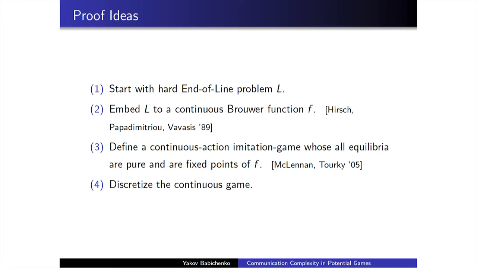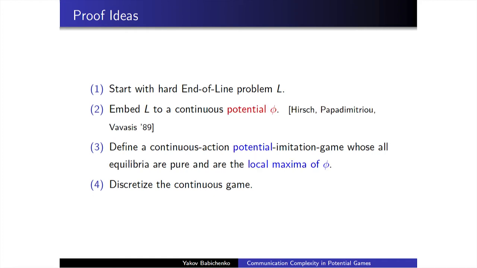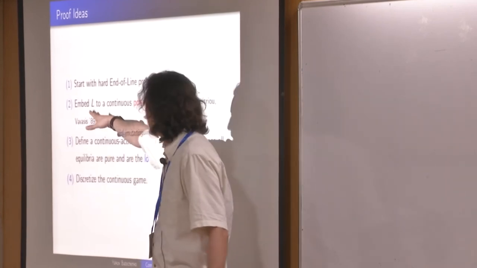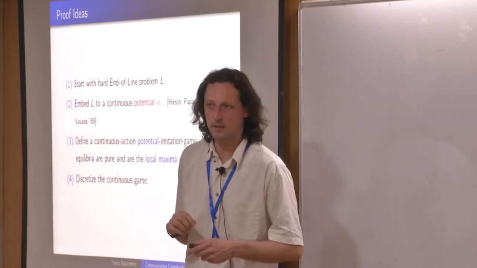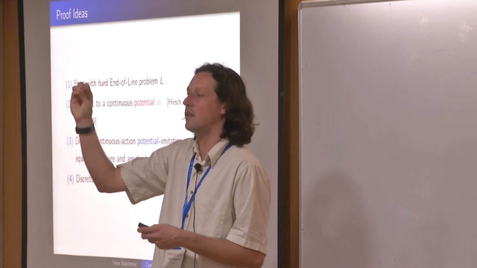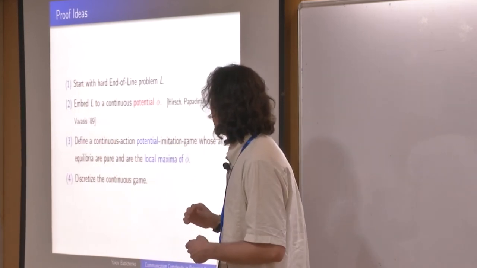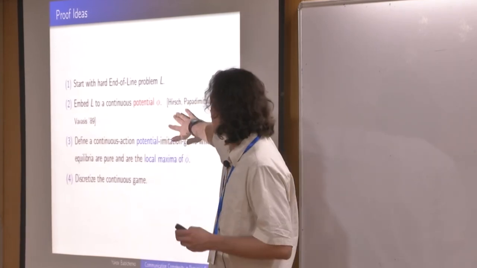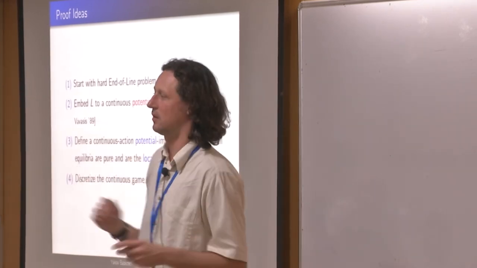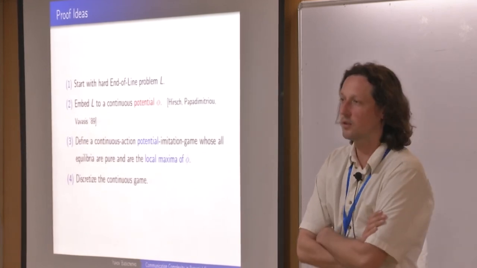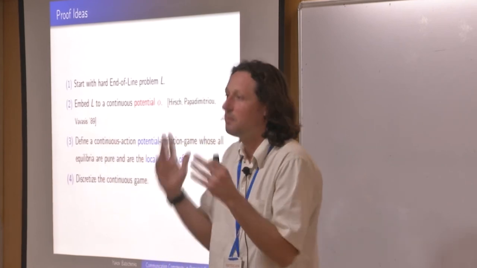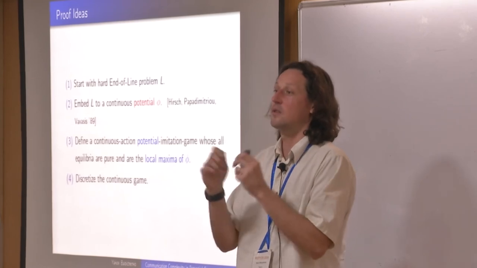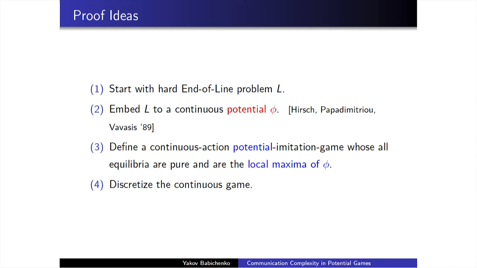So I reminded you that this was the structure before and now I changed bullet number 3, right? So I changed bullet number 3 and this tells me also that I have to change the previous steps, right? What we want now is to embed L into a continuous potential function whose local maxima correspond to an equilibrium, are located at the end of the line, okay? This is, at least the Hirsch-Papadimitriou-Vavasis construction, quite complicated. It takes quite a few pages to prove its correctness and even to define the construction. It's not easy. Since this construction was so useful, people have tried to simplify it, and to the best of my knowledge, there is no simple construction that does what Hirsch, Papadimitriou, and Vavasis did.